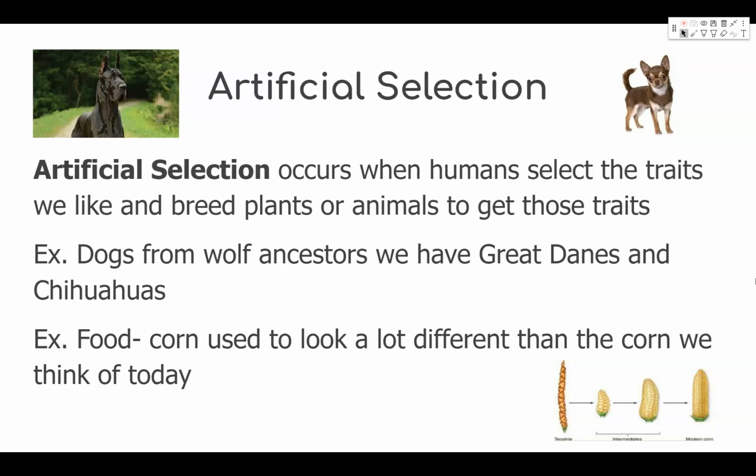So this isn't just something that big scientists or animal scientists or farmers do. It could be something you do in your backyard. Granted, it takes some time. So that is artificial selection. That is natural selection controlled by humans. Questions here?